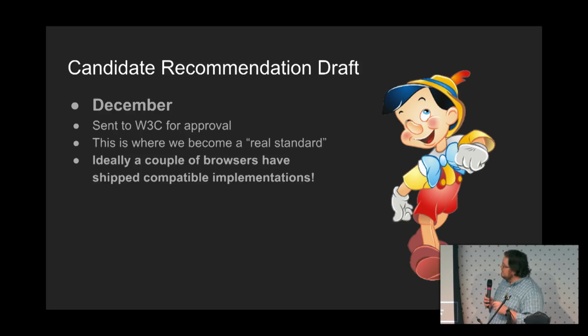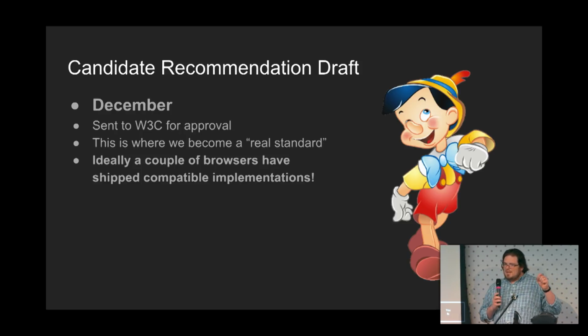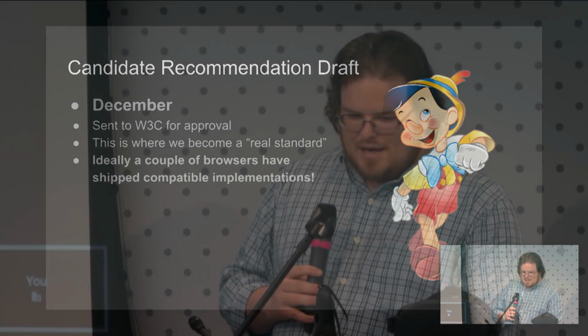Now, the key to notice here is that ideally, by the time we reach this point, a couple of browsers have already shipped compatible implementations of the API. So if we get to this point and it hasn't already shipped, then we're not doing our job correctly. December is the point by which it's just a technicality to get somebody to say, yes, this is good. So as you can see, we're really close. We're all feeling very good about where the API is at, and we think we'll be shipping imminently.